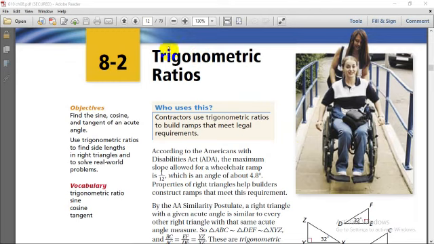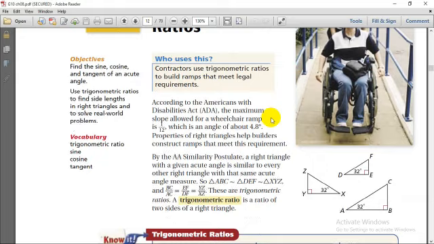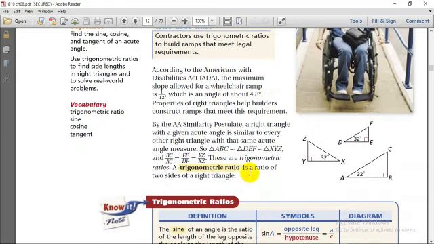Today's session is about trigonometric ratios. What are trigonometric ratios? Trigonometric ratios are the ratio of two sides in a right triangle. We talked about the right triangle last session, and we said that if Y is my right angle in the triangle ZYX, that means XY is the hypotenuse.